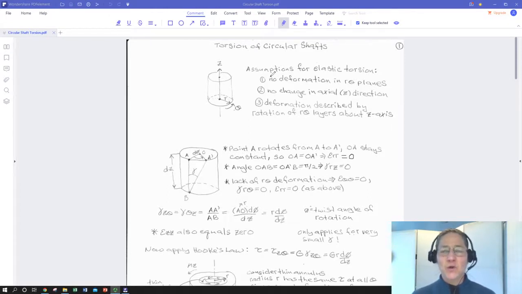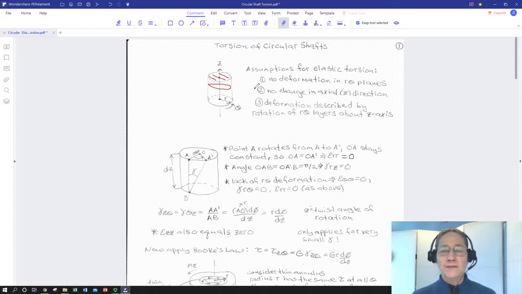So assumption number one: no deformation in the r theta plane. So this circular face and every slice we could imagine taking in the cylinder, anything on that slice stays the same in shape and size. So the cylinder's not getting fatter, it's not turning into an ellipse cross section, it's not doing anything funky. So no deformation. That means no normal stress in the r, no normal stress in the theta, and no shear stress in the r theta. No deformation in the r theta.